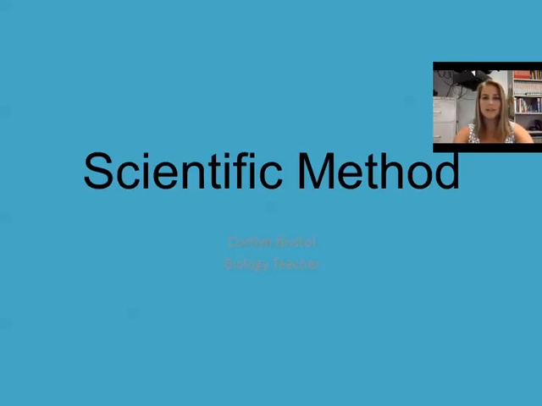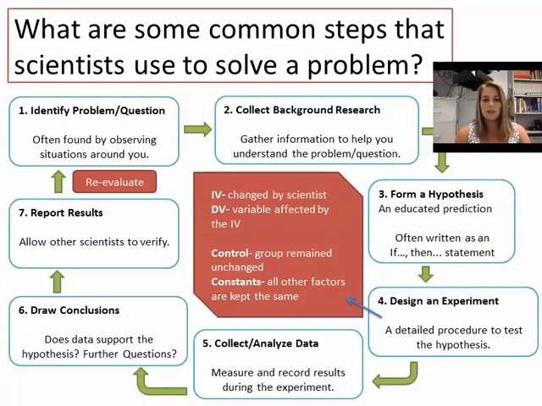Today's notes are about the scientific method, or what we sometimes call scientific investigation. So what I want you to focus on today are some common steps that scientists use to solve a problem. When scientists are trying to solve a problem, we typically undergo a process that we call the scientific method. In the scientific method, there are a bunch of steps that scientists need to follow in order to answer this question or solve the problem that they have.